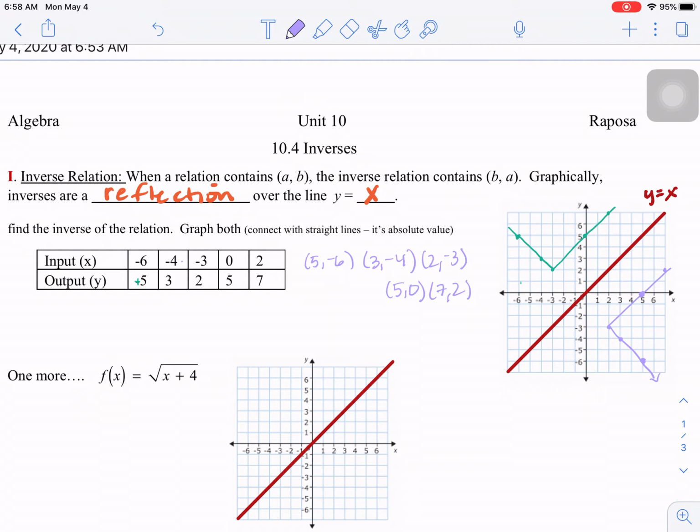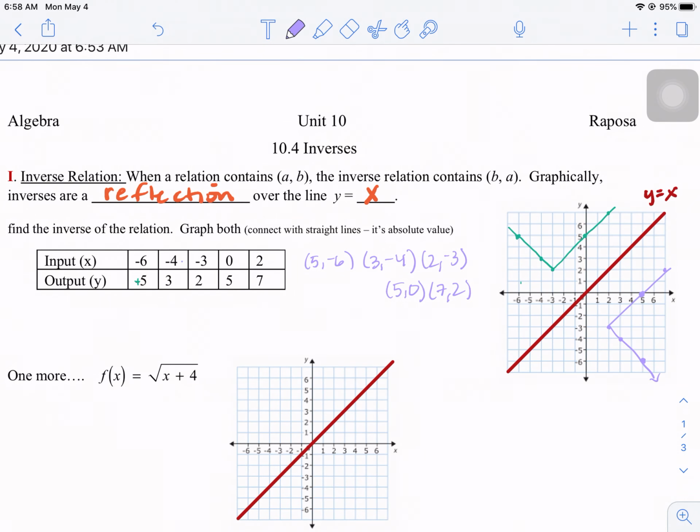Now I want you guys to do something. If you lock your screen, so I'm just going to lock my screen right now, and I turn my iPad so that this line is vertical, so that it's standing straight up and down, the purple and green do look like mirror images of each other. And that's exactly what is supposed to happen. So let's do one more.